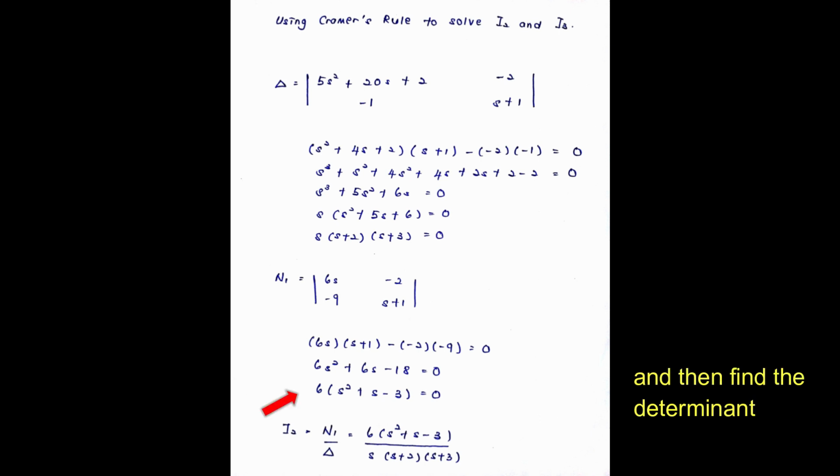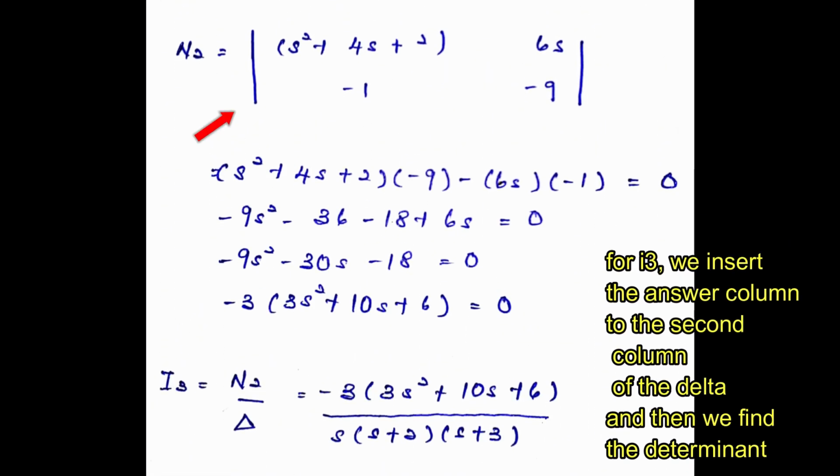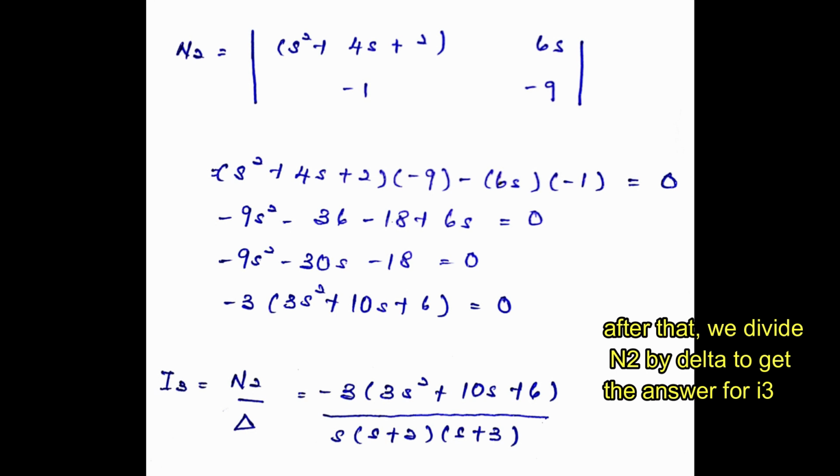And then to find I2, we must insert the answer column into the first column of the delta and then find the determinant. After that, we divide N1 by delta to get I2. For I3, we insert the answer column into the second column of the delta and then find the determinant. After that, we divide N2 by delta to get the answer for I3.